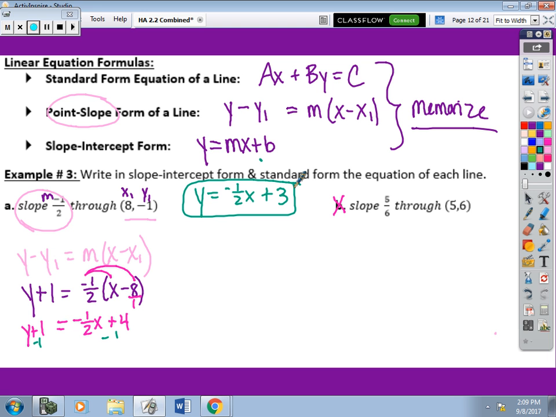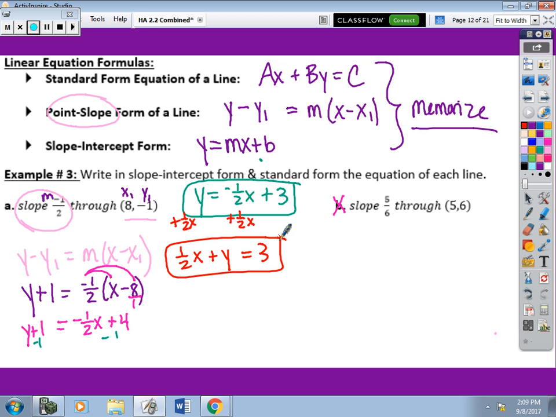How do I get that in standard? How do I get it in this form? To have x and y on the left, right? Yeah, move over the 1/2 x. I see a negative, so the inverse is to add 1/2 x. You're just doing inverse operations like we did in our literal equations. So you'll get 1/2 x plus y equals 3.